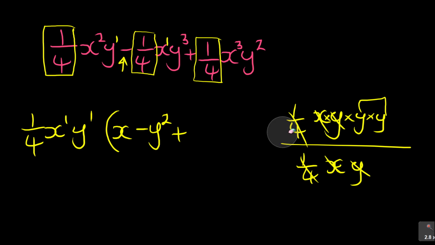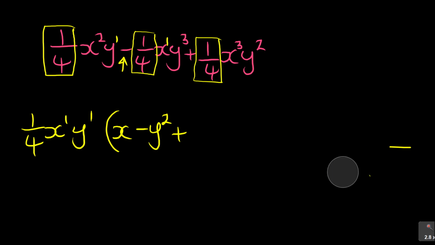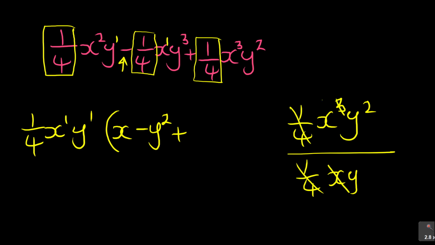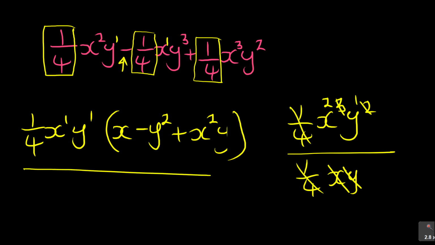You do the same thing. You have got 1 over 4 x cubed y squared, again divided by 1 over 4 x y. Common denominator, remember. Now x, there are 3, 2 will remain. y, there are 2, you say 2 minus 1, 1 will remain. So it will be x squared y. Close the bracket. That becomes the answer.